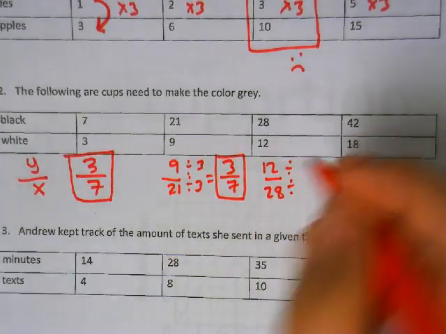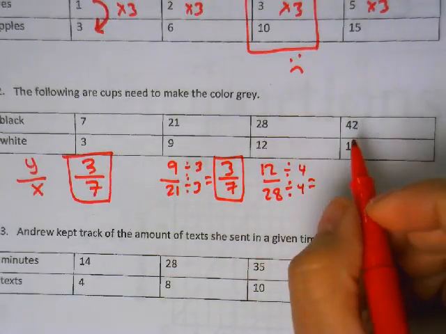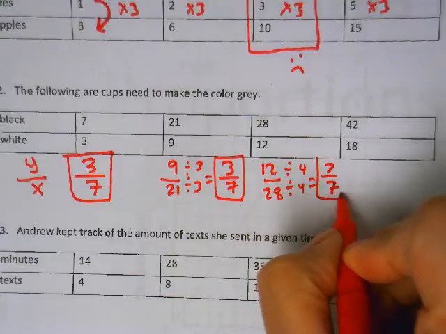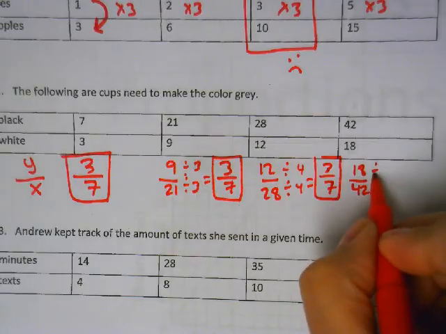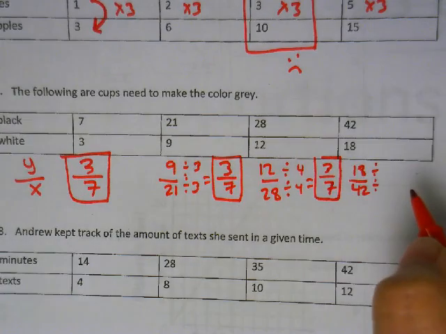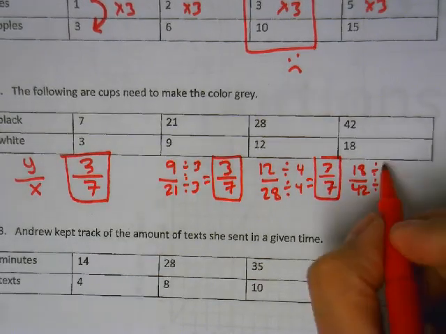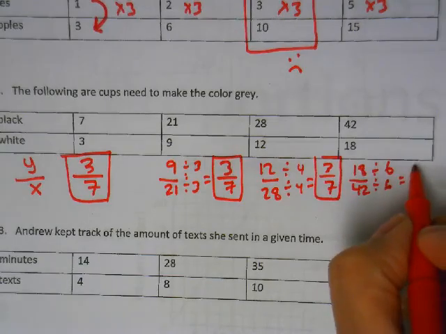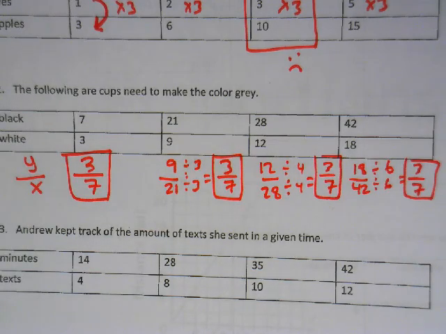What do I divide 12 and 28 by? 4. What do you get? 3 over 7. What about the next one? What do I divide by? 4. What can I divide 18 by? 6. And what do you get? 3 over 7. Do they all equal 3 over 7? Yes, they all do. Do they all look like they would be proportional? No, they do not. So a lot of kids would say no to that one, which we all did.